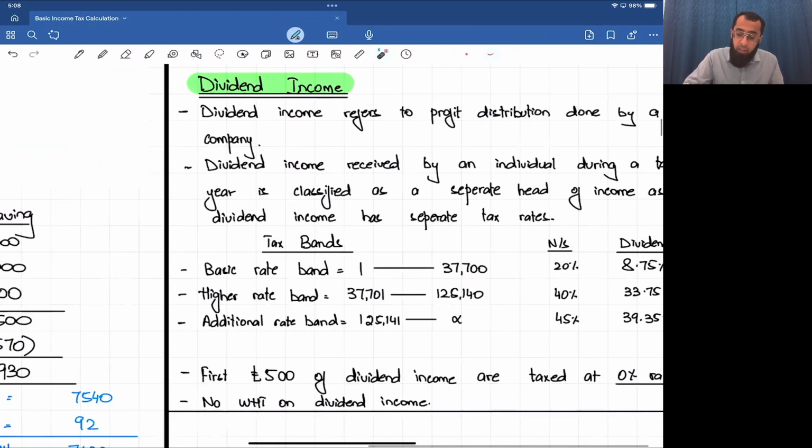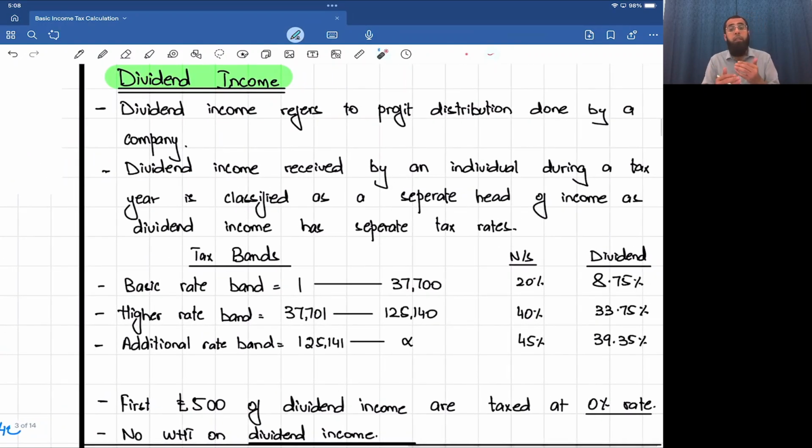Now, in today's class, we are moving forward, and we will be looking at one more head of income. We talked about non-saving income. Now we are talking about dividend income. As we move forward, we will be looking at more incomes and further income heads, and we will be including them in our practice questions, so that you can have an idea of how exactly individuals have to do their tax calculations in the UK.